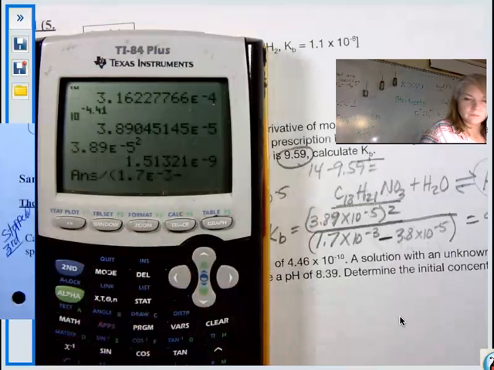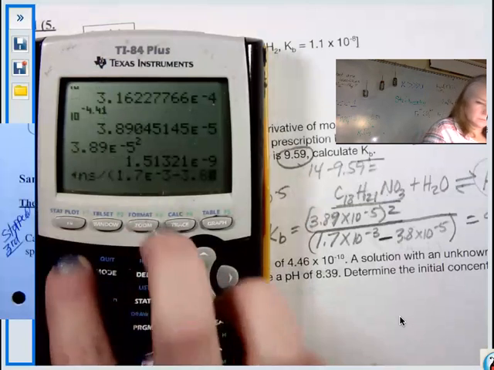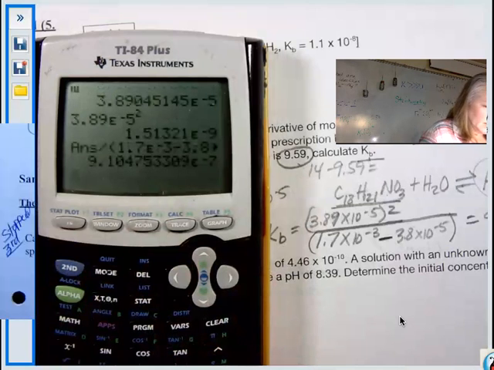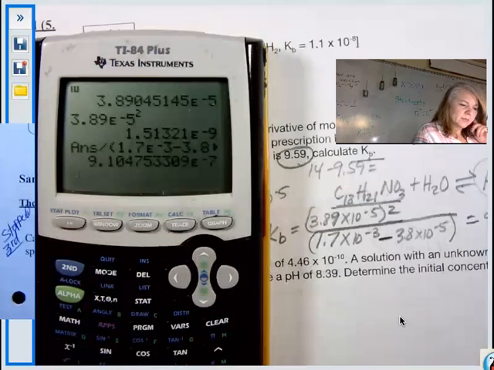Oh, forgetting to square it. Come on. Yeah, 9.1 times 10 to the negative 7.